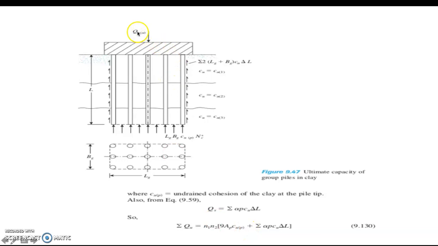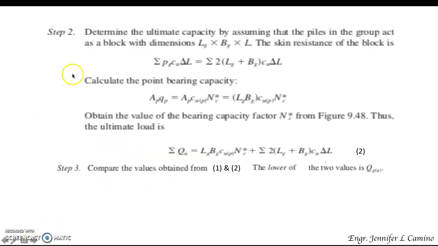So we have our Q sub G, that is the ultimate load acting on the pile cap of our group piles. And we have to take note of the location. This is our L sub G. This is our B sub G. So determine the ultimate capacity by assuming that the piles in the group act as a block with dimension L sub G times B sub G times L. So the skin resistance of the block is given by this equation.